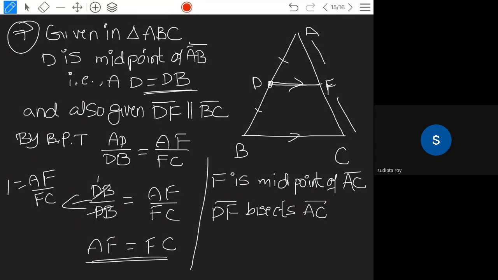Now from this, taking FC to that side, AF and FC are both equal. Both equal is nothing but F is the midpoint of AC. So this DF is bisecting AC. Okay?